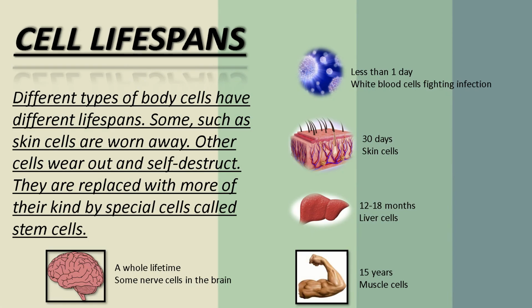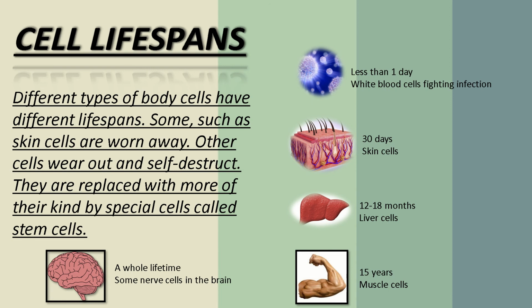And then we have cell lifespans. Different types of body cells have different lifespans. Some, such as the skin cells, are worn away easily. Sometimes you can see your skin just coming away on its own. That is what they're saying here. Other cells wear out and self-destruct, like a bomb self-destructing, but they are replaced with more of their kind by special cells called stem cells. So let's see an example.